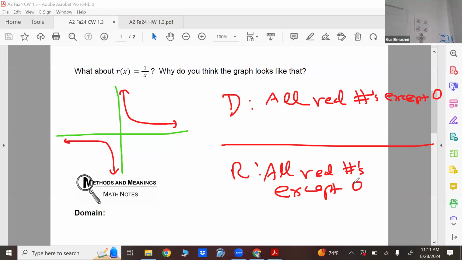1 over x. Can we divide by 0? No, it's impossible, right? You can't divide by 0. Again, how come we can't divide by 0? Because what is division really? The opposite of multiplication, right? Like, I know 10 divided by 5 is 2. Why? Because 10 equals 5 times 2. Duh, we know this, right? You guys know this for a long time.